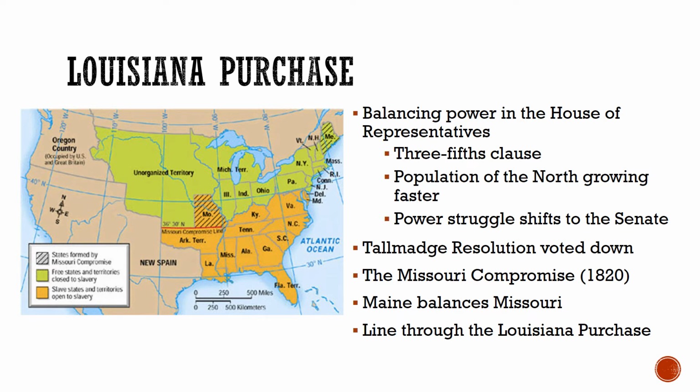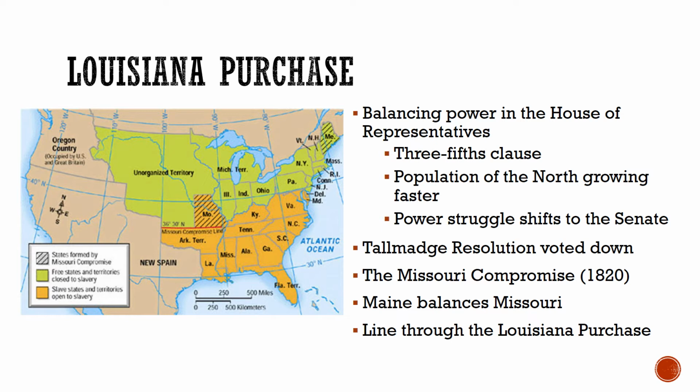The following year, Henry Clay is going to propose a compromise, and we know this as the Missouri Compromise of 1820. This is going to allow Missouri to come in as a slave state, and Maine, which had previously been part of Massachusetts, would become its own state, a free state. So Maine would balance out Missouri as a free state and a slave state coming in as a pair.